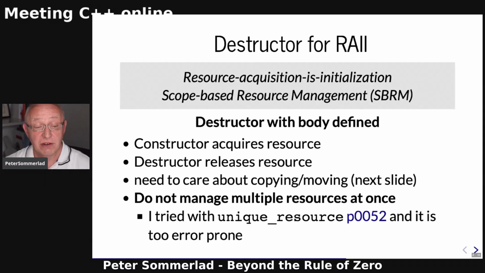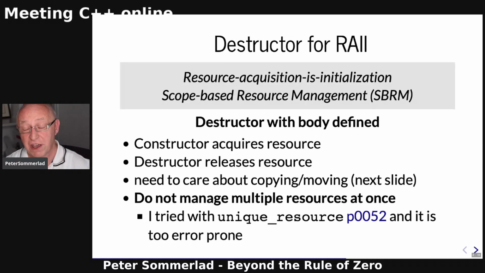I tried with the unique resource, which is in the P0052 paper, that was moved into the library extension paper, not in the standard. And I can guarantee you it's really error prone. It took several people helping me to make it semi or almost correct. I'm not sure if there are still corner cases not covered by the implementation where there might be leaks or interesting things happening, especially in the context of exceptions.